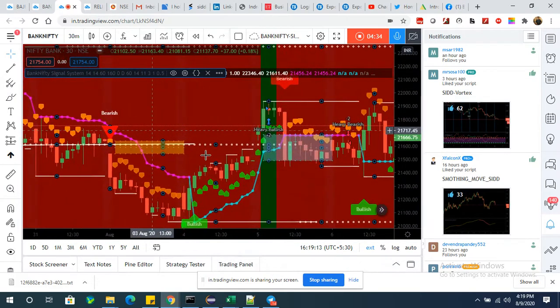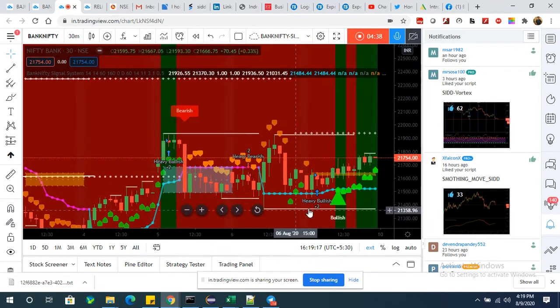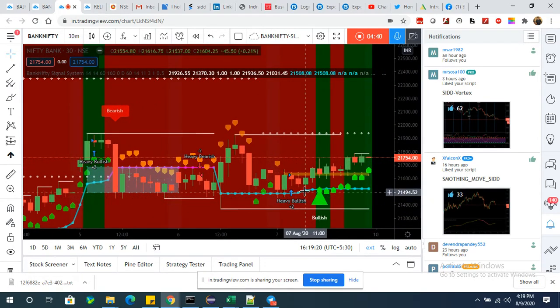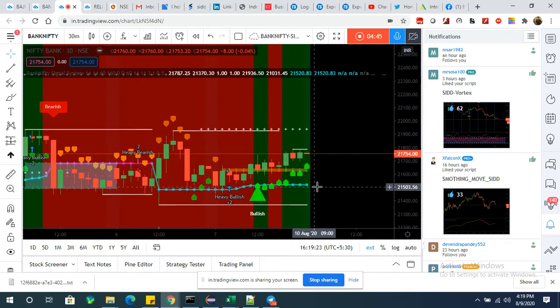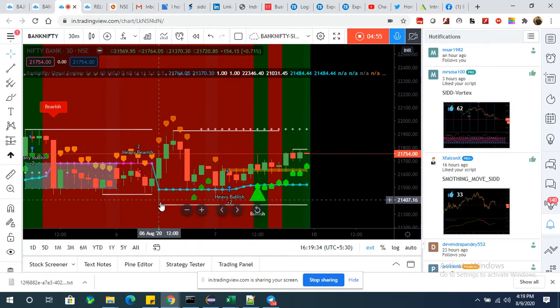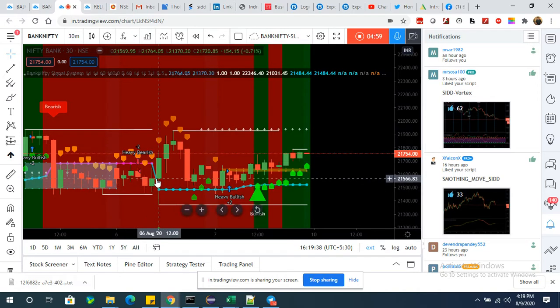Similarly here, if you have a heavy bullish, your stop loss line is this one. So until any candle is closed below this line, you can continue your trades. You see that heavy bearish came here, but after two candles, the third candle takes the reverse, and the fourth candle a proper reverse, and your short trade gets closed here.